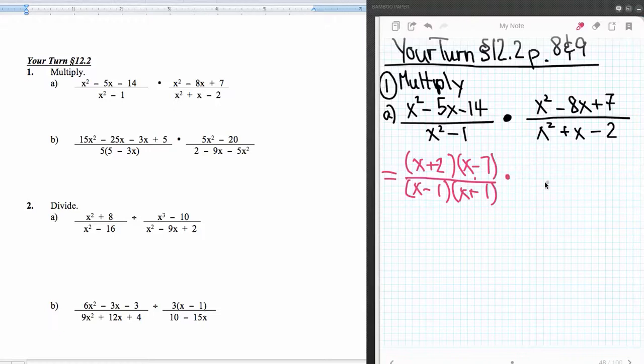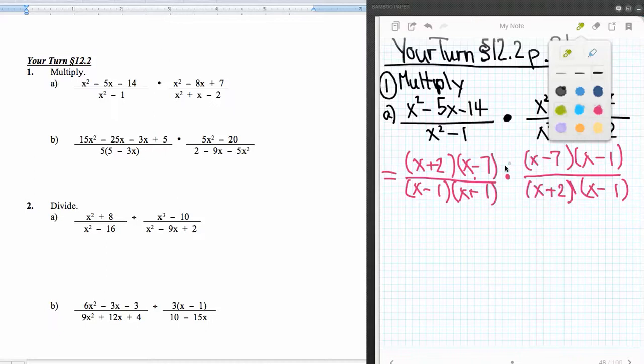And now I'm going to factor the numerator of the second term. So we have x squared minus 8x plus 7. I need the factors of 7 that sum to 8. So I need an x with a 7, and I need an x with a 1. And because this middle sign is a negative, those both are going to be negatives. Then in the denominator, I need the factors of 2 that give me a difference of 1. So I need an x with a 2 and an x with a 1. And I need it to be a positive 1, so I'll have a positive 2 and a negative 1.